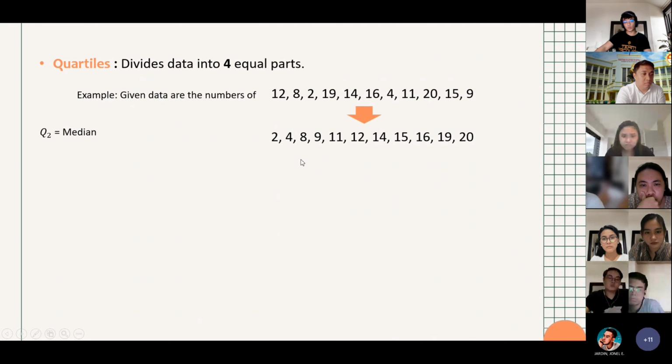So, 1, 2, 3, 4, 5, 6. 12 ang ating 6th data. So, siya ang ating median. Okay? Lagi gets po ba?